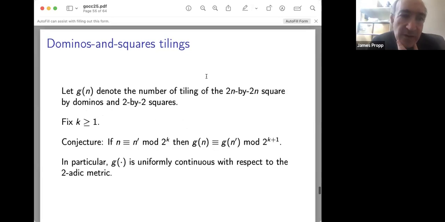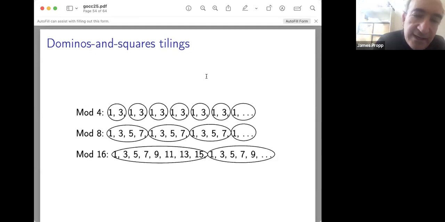So that pattern breaks. But what does seem to be true is if we let g of n be the number of tilings (there's a typo, tilings plural) of the 2n by 2n square by dominoes and 2 by 2 squares, and we fix k, then if we look at things modulo 2 to the k, it's periodic. More specifically, if n and n prime are congruent mod 2 to the k, then g of n and g of n prime are congruent mod 2 to the k plus 1, which means that the repeat period is doubling. It's always a power of 2. So mod 32, it would repeat with period length 16, and so forth.